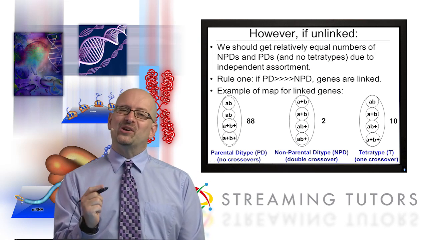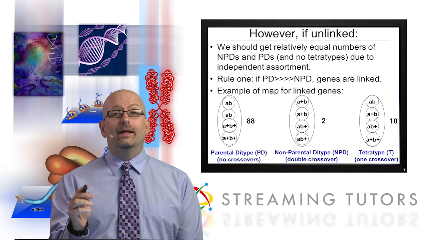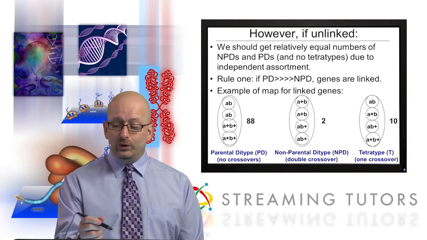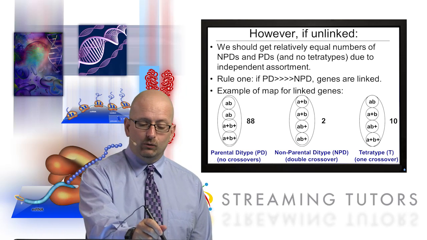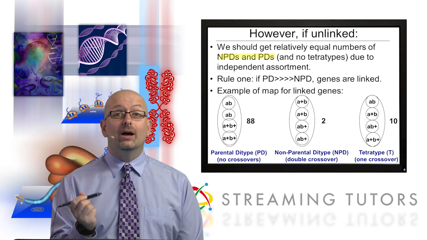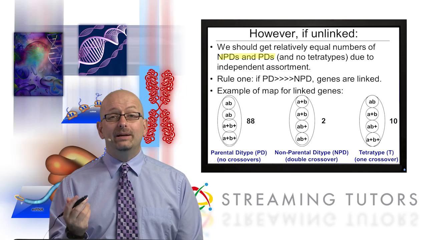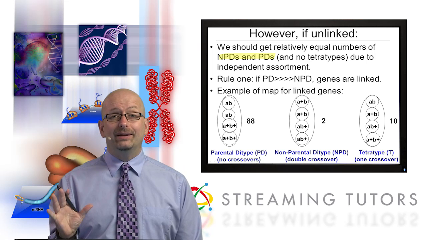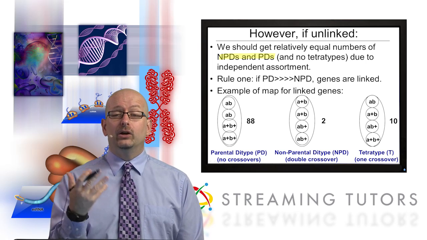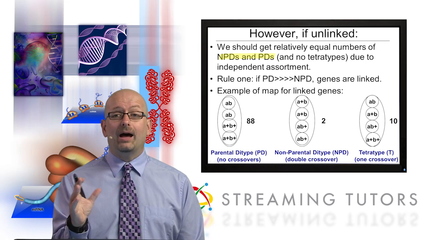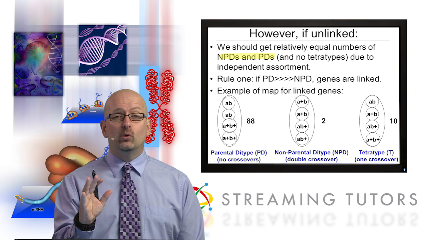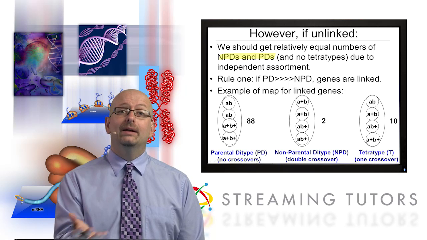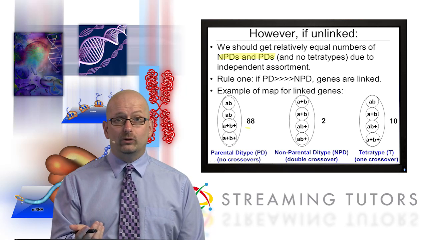So, by the way, I'm sorry, I wanted to mention one more thing. If genes were not linked and they're independently assorting, we should get, this is so important, relatively equal numbers of NPDs and PDs, because an NPD would simply be the result of independent assortment. Hopefully that makes sense to you. An NPD is where you basically have 4 spores, none of which look like the parent, that's going to happen about half the time, and about half the time you're going to have parental ones.